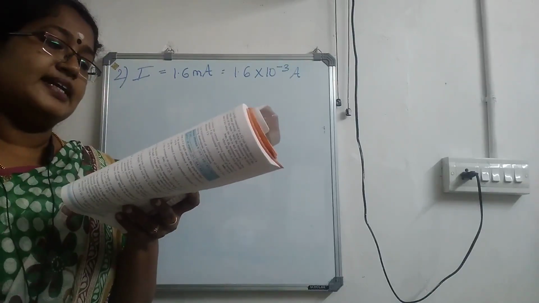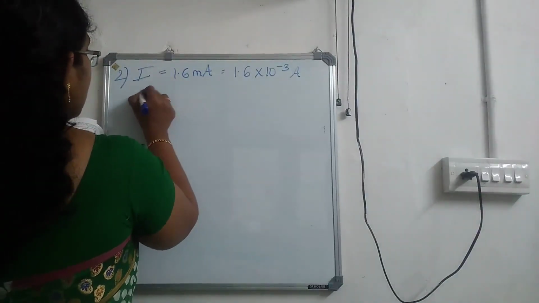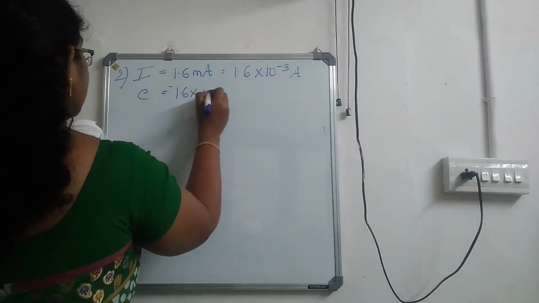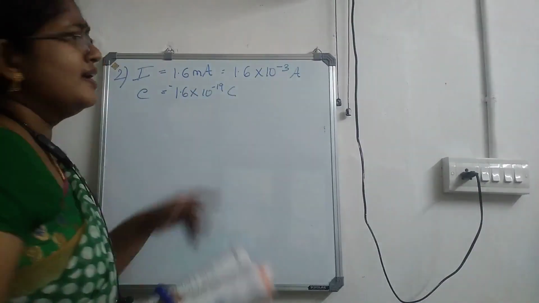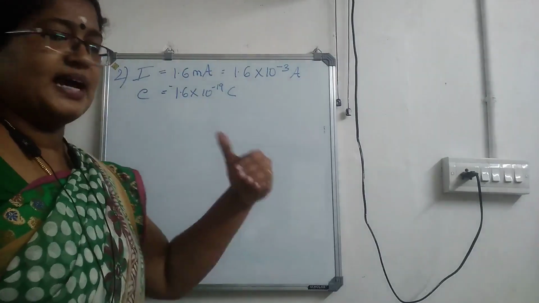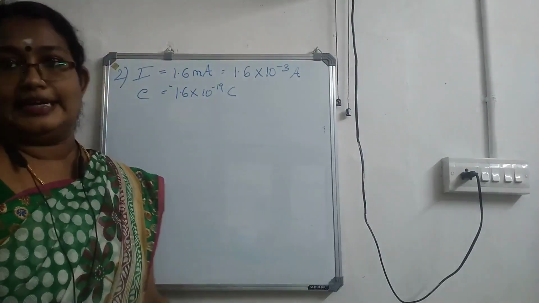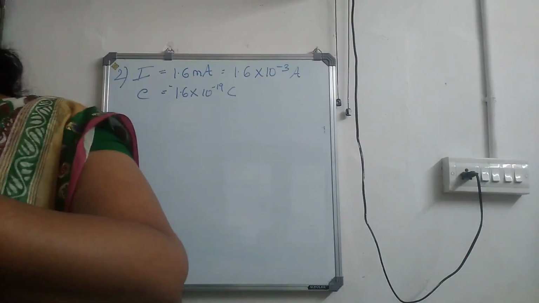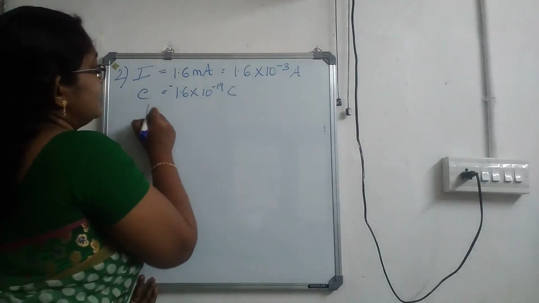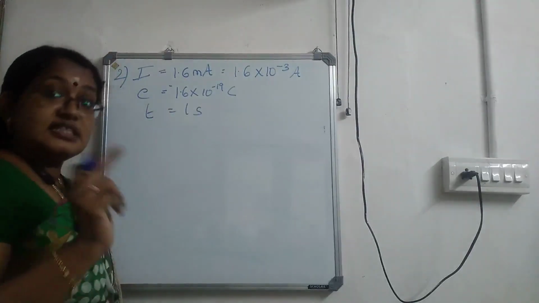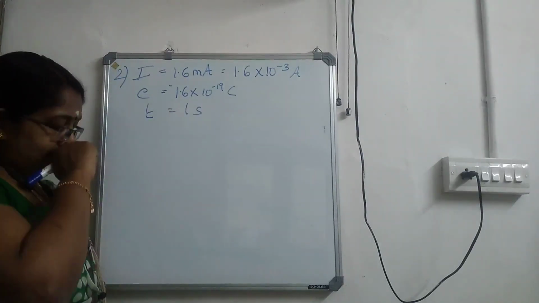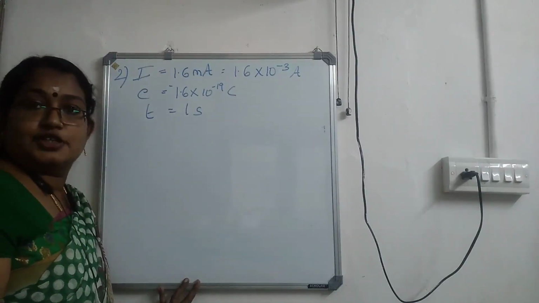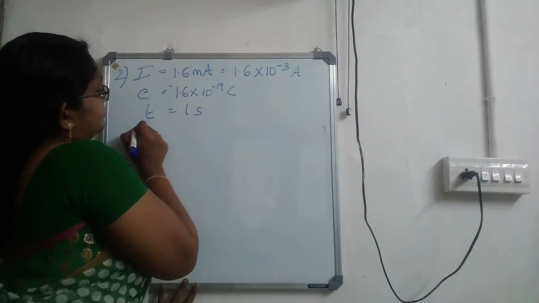If the charge on an electron is minus 1.6 into 10 raised to minus 19 coulomb. This minus implies that it consists of more number of electrons. Okay. Then find the number of electrons that will pass each second. So that means time is equal to 1. Each second means time is 1 second. So what do you have to calculate here? Number of electrons.